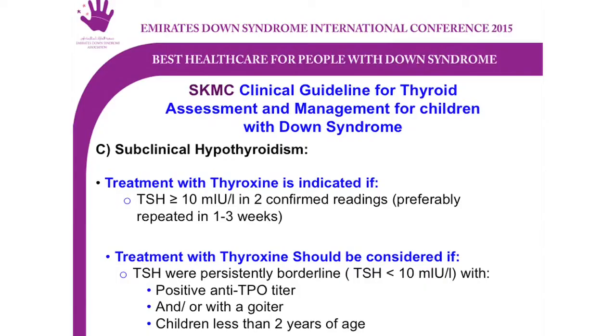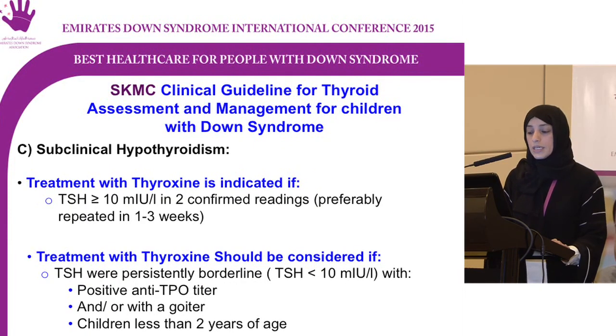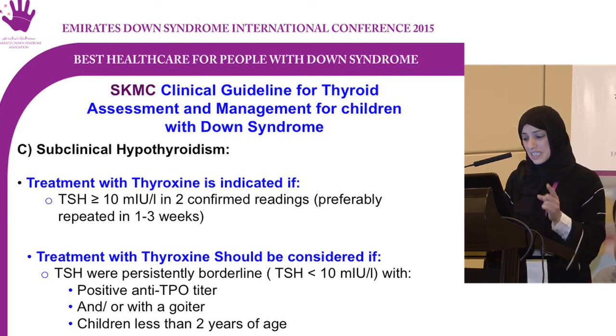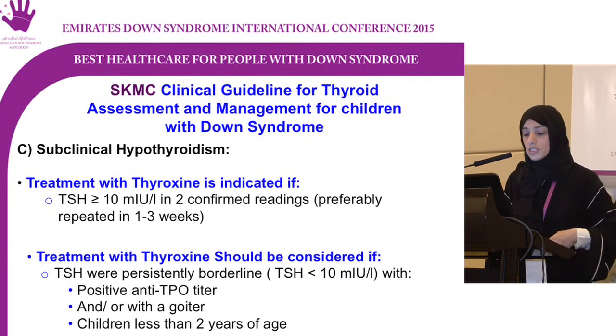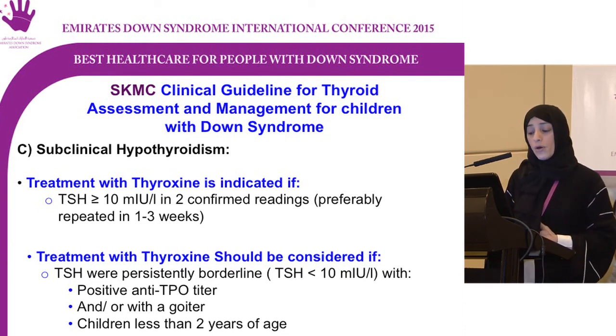Subclinical hypothyroidism: if TSH is more than 10 on 2 confirmed readings, preferably done 1 to 3 weeks apart, make sure that the kid is completely at his normal baseline, so he's not having URTI, not recovering from an illness. We could rely on this and start the kid on treatment. Treatment should be considered if TSH were persistently borderline, meaning TSH less than 10 but more than 4.5, with positive anti-TPO or with a goiter, and for children less than 2 years of age.